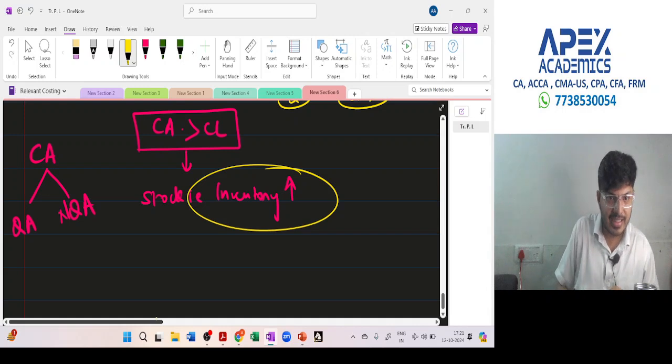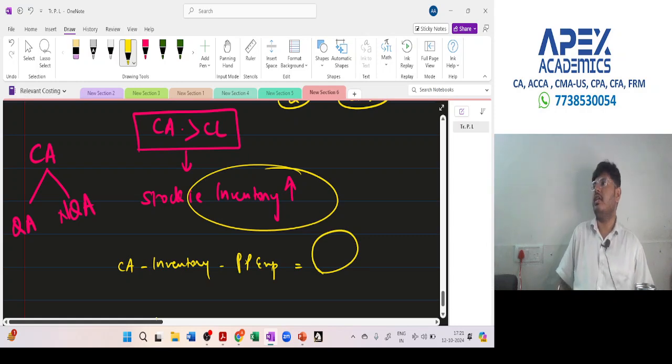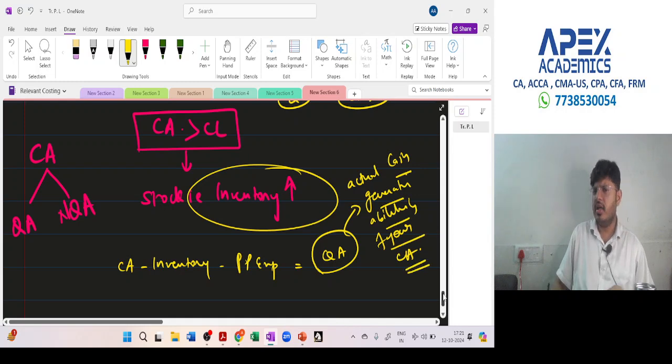तो आप आपके करंट एसेट्स के अंदर से आपके इन्वेंट्री को माइनस करो, आपके प्रीपेड एक्सपेंसेस को माइनस करो और हमें बोलो आपके करंट एसेट्स में एक्चुअली कैश जनरेट करने की कितनी जान है. ये बन जाएंगे आपके क्विक एसेट्स. इसको सिंपल लैंग्वेज में बोलते हैं एक्चुअल कैश जनरेटिंग एबिलिटी of your current assets. This is the actual cash generating ability of your current assets.